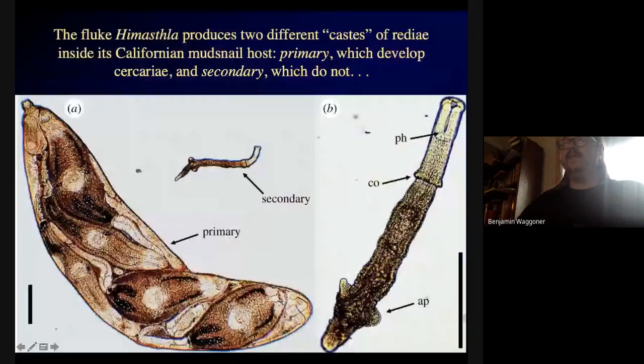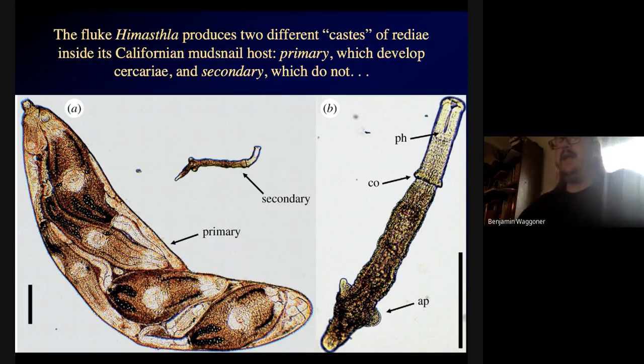Something really cool, just to give you an idea of how diverse this life cycle can be, there's a fluke called Himasthla, whose intermediate host is a mud snail that lives on shallow marine mud flats. This has been studied in the state of California. I'm not sure how far it extends. But inside the snails, Himasthla develops two different types of redia. Down below, in picture A, that big swollen thing is a primary redia, and you can see a bunch of cercaria smushed together, developing inside the redia.